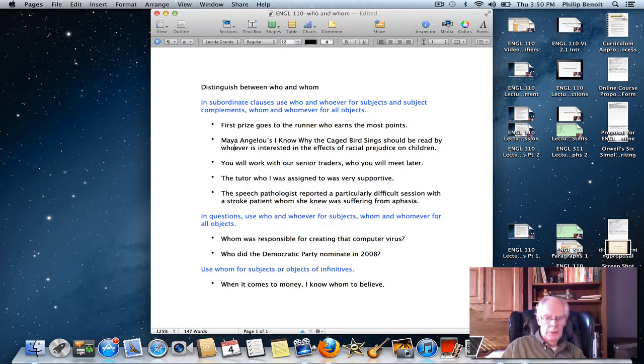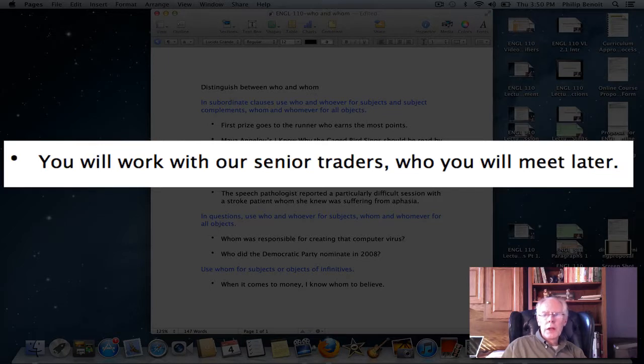Okay. Here's another example. You will work with our senior traders who you will meet later. So the clause is who you will meet later, and you will work with our senior traders. What is the function of who in that clause? Who is actually the object in this case. You will meet whom. You will meet whom is the object. So we need to change that from the subjective, the subject, to the object, and we do that by using whom instead of who.